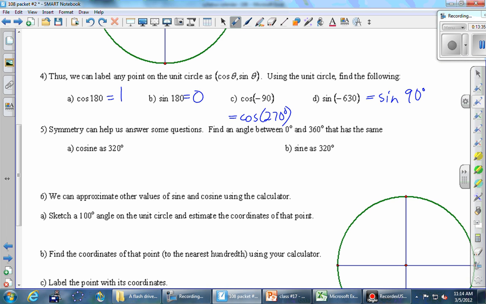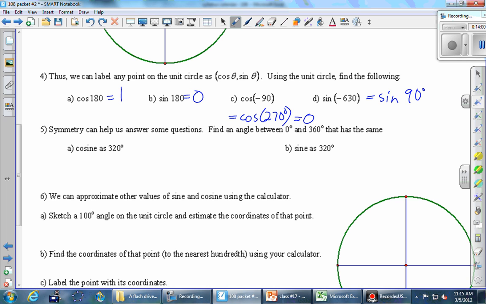-90 isn't really on my picture, so I have to translate it to something between 0 and 360. We're going to spend a lot of time translating to 0 to 360 so it lives on the picture. I added 360 to -90 and I got 270. So really I'm looking at that point that's going straight down. Cosine, is it the x or the y? It's the x. What is the x coordinate of that point at the bottom? It is 0.